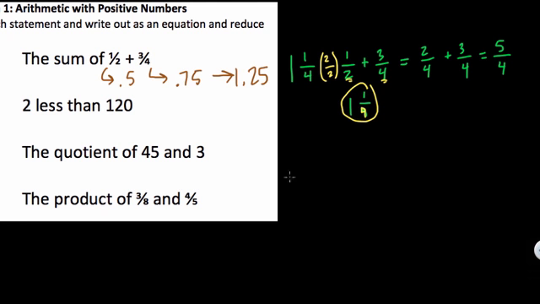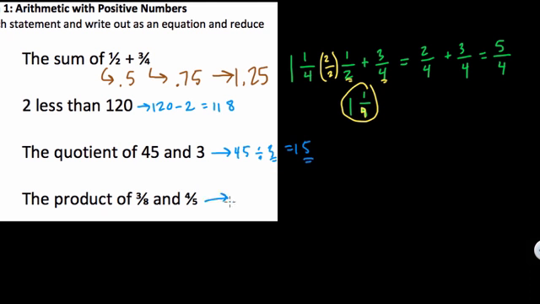The next problem says 2 less than 120. So that means you start with 120 and you take 2 away from that. And that, of course, is 118. And the next one, the quotient of 45 and 3, that just means, of course, 45 divided by 3. That equals 15, right? Because 3 times 15 is 45.